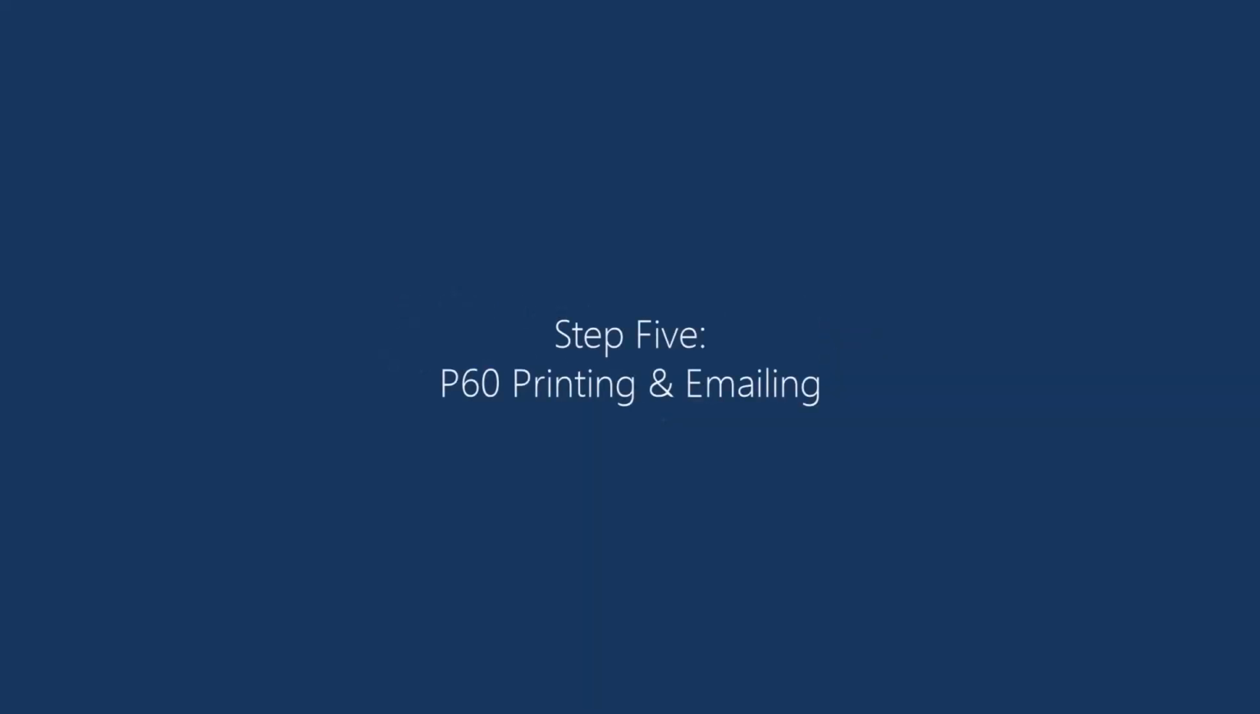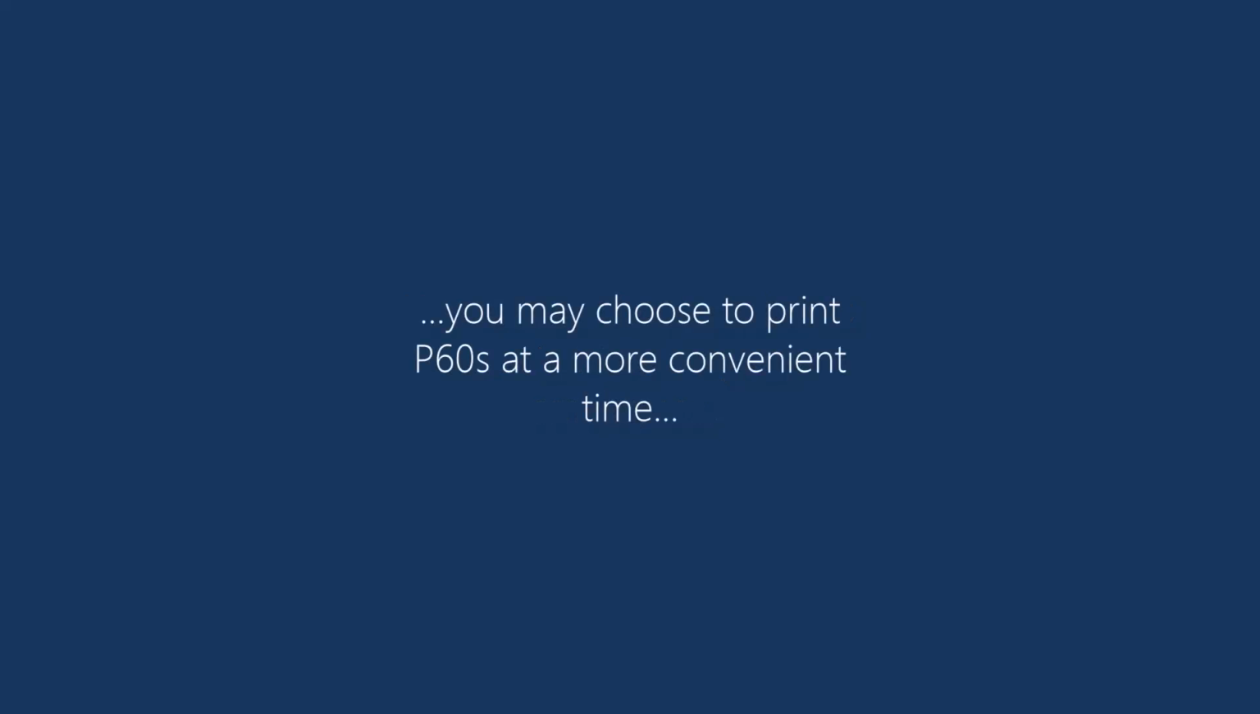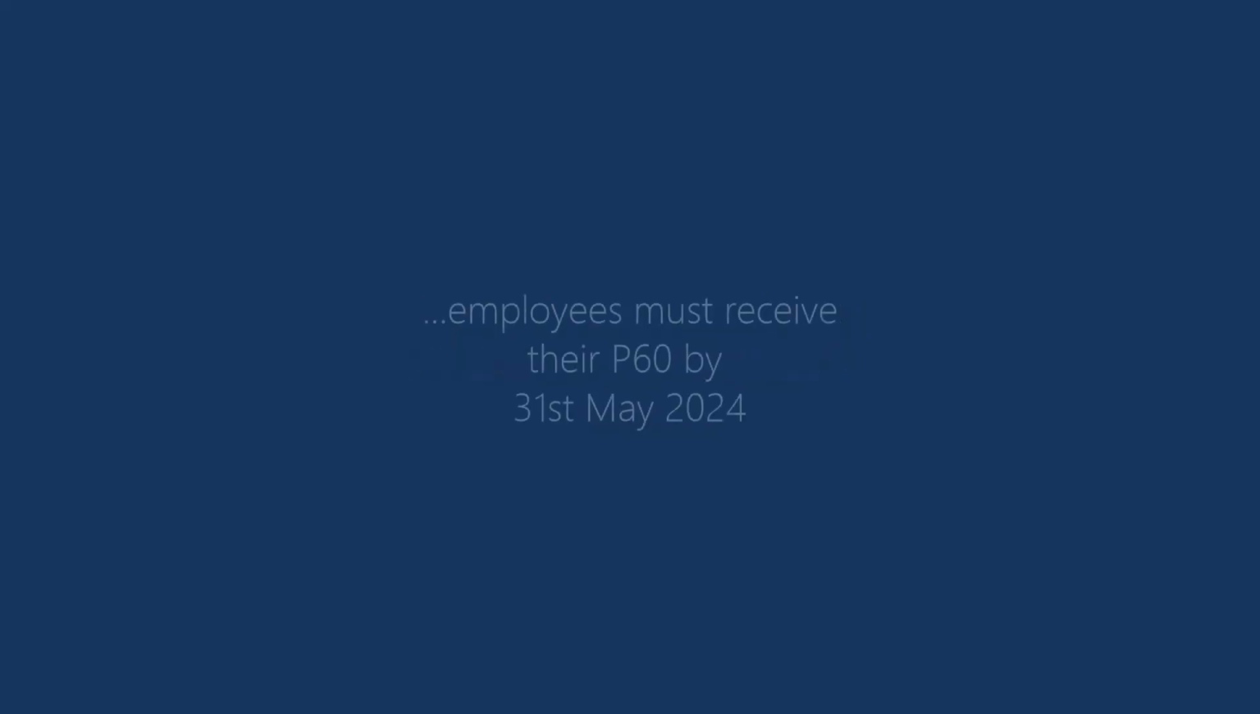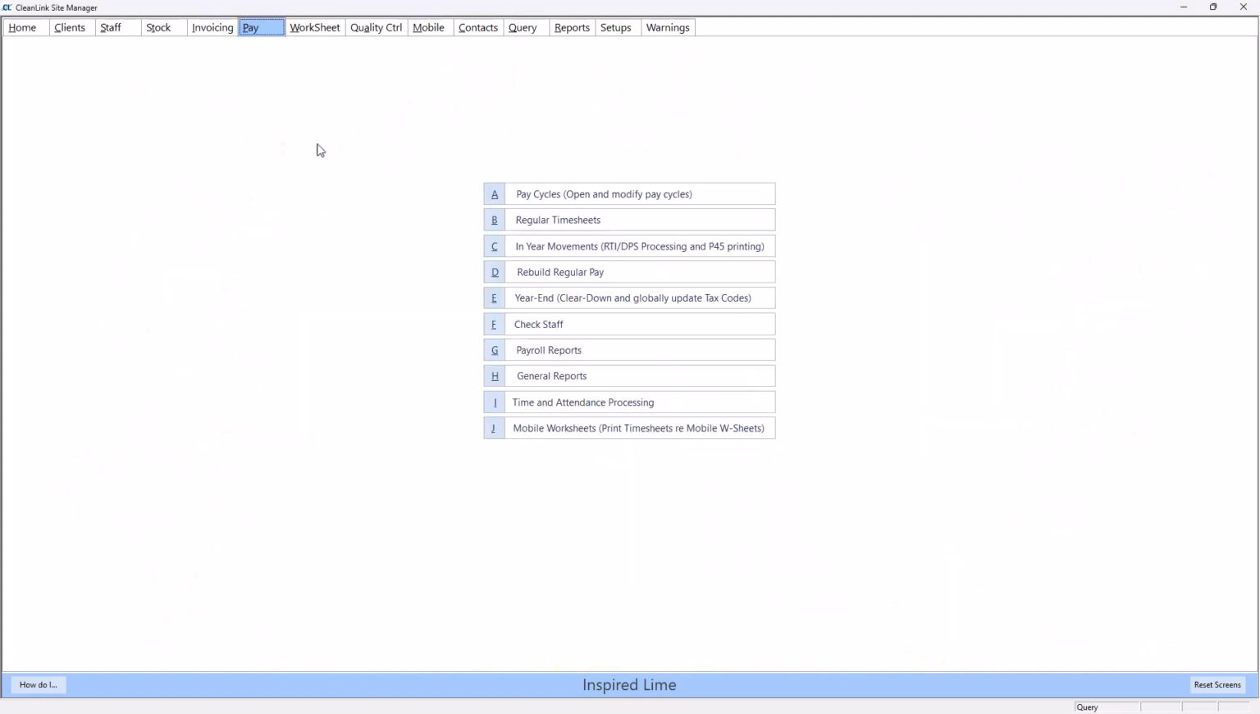Step 5. P60 printing and emailing. As you've completed the cleardown, you're now in a position to create P60s for your employees. You may choose to do this at a more convenient time, but please note, employees must receive their P60 by the 31st of May. To create the P60s for printing, emailing or outputting to the portal, you must first create the P60 history file. To do this, go to Pay, Option E, Year End.